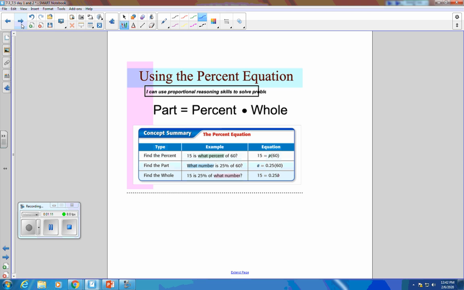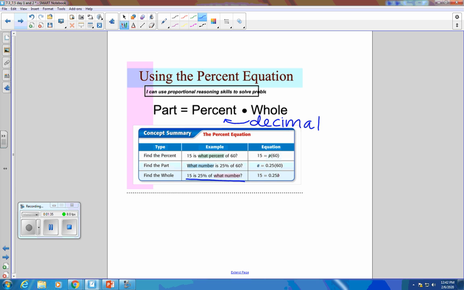Okay, the other thing we learned was percent equation. That was part equals percent times whole. The biggest thing with this one is the percent goes in as a decimal. Then when you get your answer, it'll be in a decimal, so you have to convert it back to a percent.